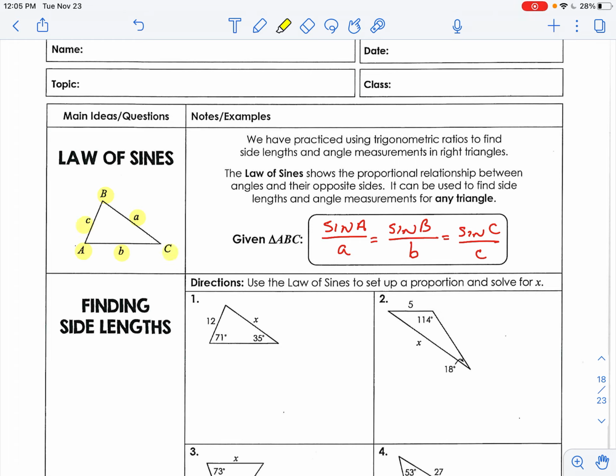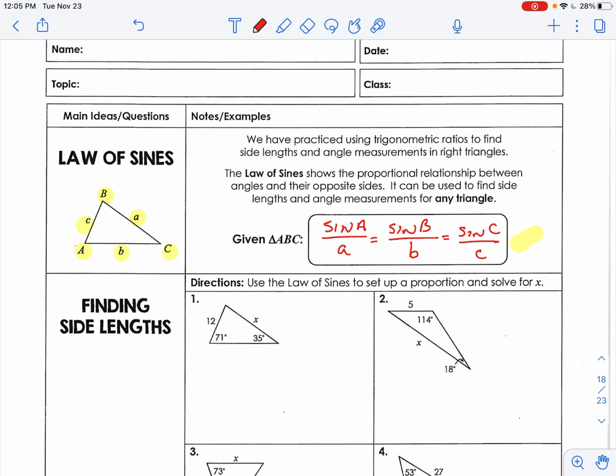Now, we write three of them, but we will never use three of them. We only use two of them. I'm not a huge fan of this thing here, but it does emphasize that they're all equal to each other. What we're going to talk about is the sine of the angle over the opposite side equals the sine of another angle over the other side. What we're going to find out is this works for certain triangles. The examples we're going to do today work.